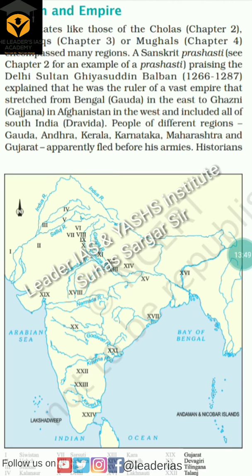Region and empire. Large states like those of the Cholas (chapter 2), Tughlaqs (chapter 3), and the Mughals (chapter 4) encompassed many regions. The Sanskrit prashastis (see chapter 2 for an example of a prashasti praising the Delhi Sultan Ghiyasuddin Balban, 1266 to 1287) explain that he was the ruler of a vast empire that stretched from Bengal, Gauda in the east, to Gajjana in Afghanistan in the west, and included all of South India, Dravida. The people of the different regions, Gauda, Andhra, Kerala, Karnataka, Maharashtra, Gujarat, apparently fled before his armies.